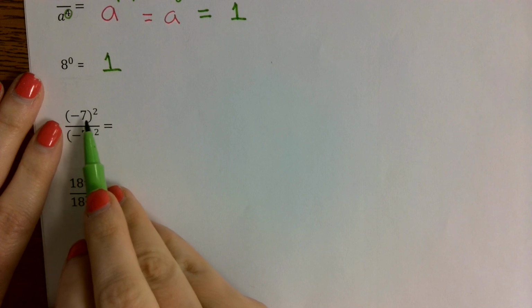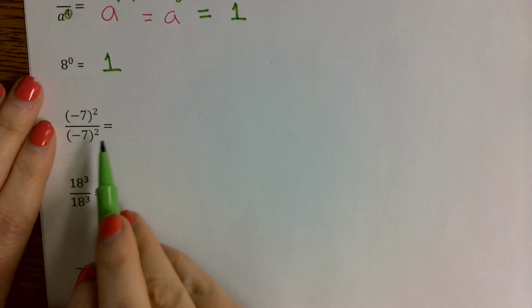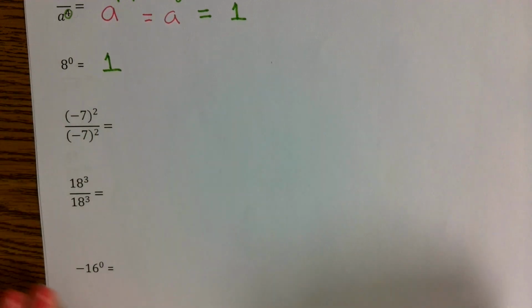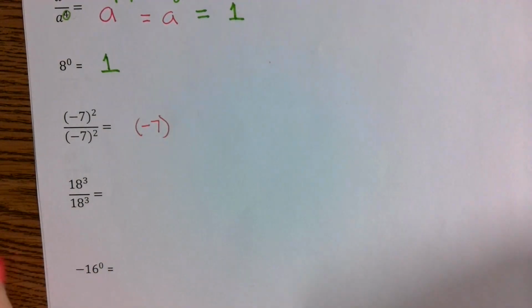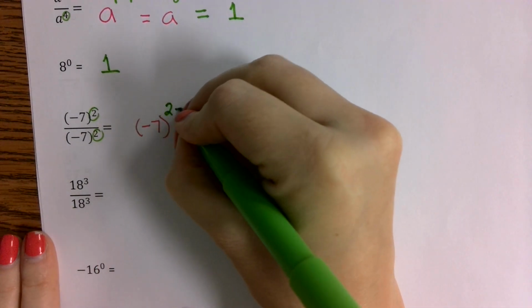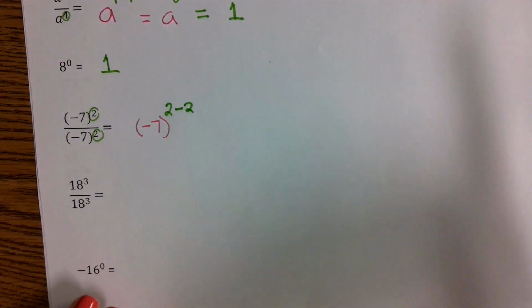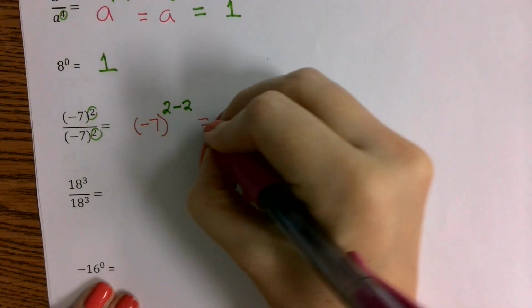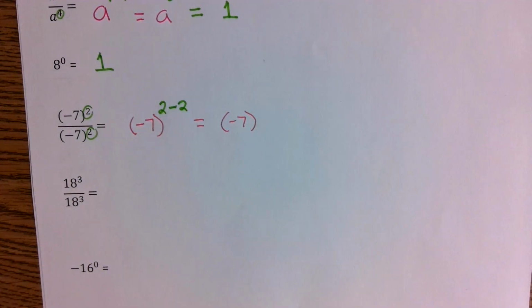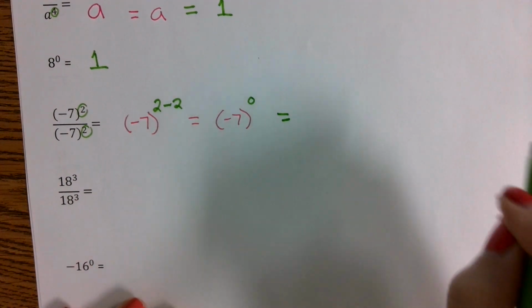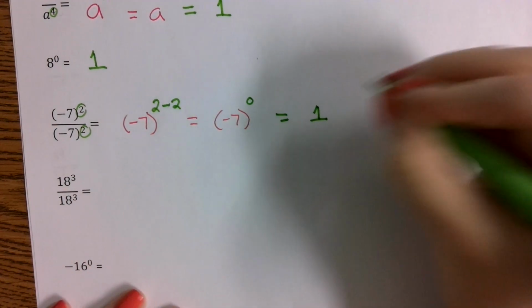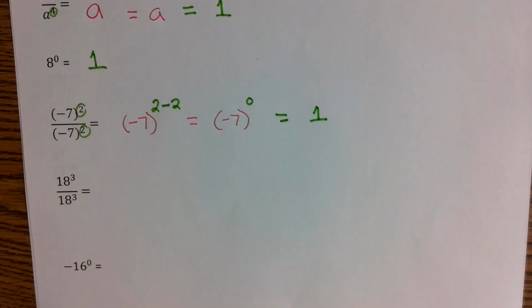Okay, we have negative 7 to the second power over negative 7 to the second power. Again, they are the same base. So you're taking negative 7 and you are going to subtract those exponents. So you have 2 minus the 2. That's going to equal negative 7 to the 0 power. And again, anything to the 0 power always equals 1.